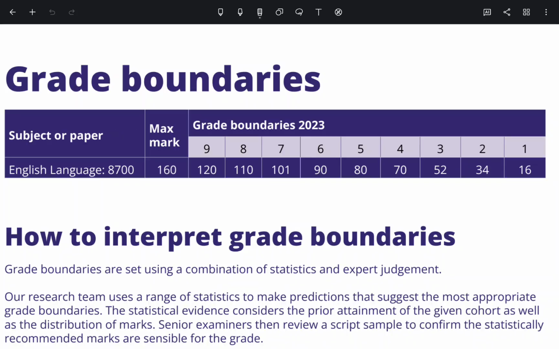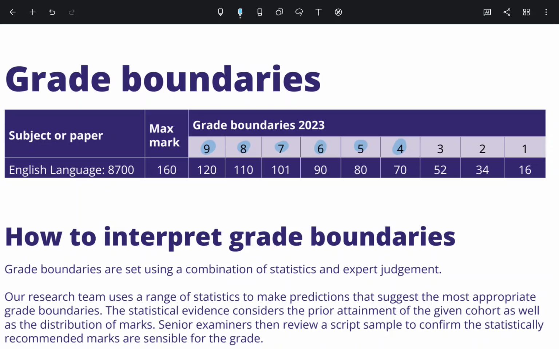Now, starting off with grade boundaries for English language, the maximum mark available is 160 marks. If we take the most recent grade boundaries for 2023, for a grade 9, you needed 120 marks. For a grade 8, 110 marks. For a grade 7, 101 marks. For a grade 6, 90 marks. Grade 5, 80 marks. And grade 4, 70 marks.